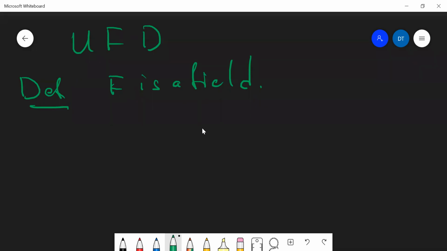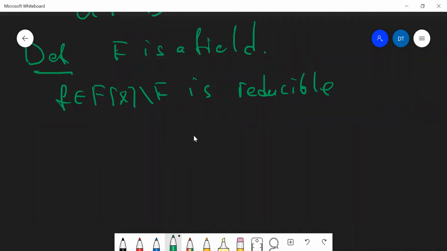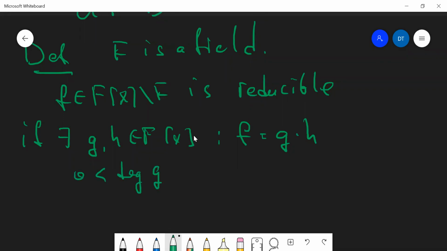So we say that a polynomial f is reducible if there exist polynomials g and h from F[x] such that f is a product of g and h, and also the degree of g is between 0 and the degree of f, and also the degree of h is between 0 and the degree of f.